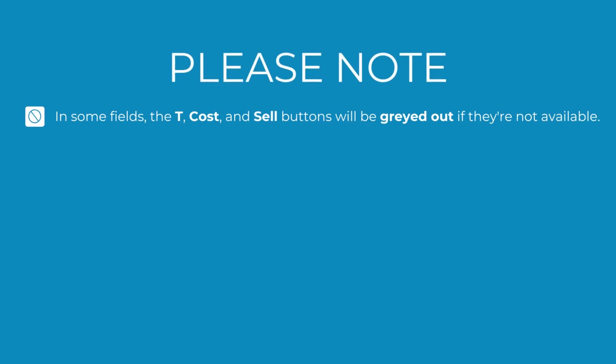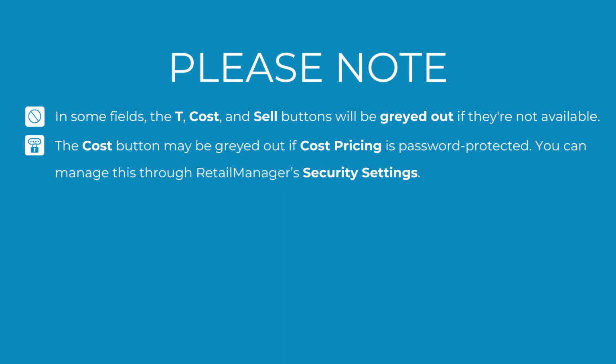Please note, in some fields, the T, Cost, and Sell buttons will be grayed out if they are not available. The Cost button may be grayed out if cost pricing is password protected. You can manage this through RetailManager's security settings.